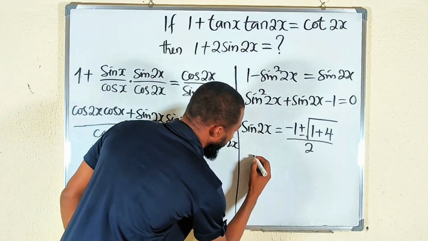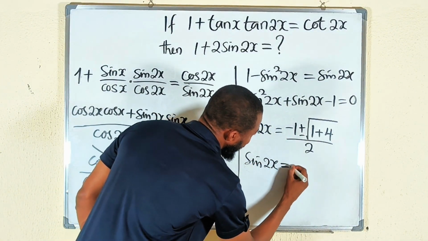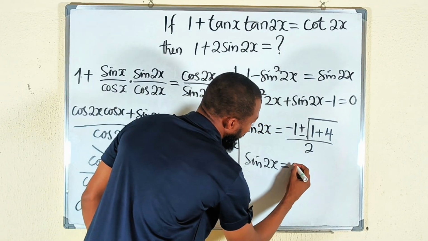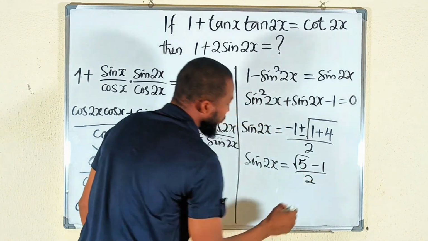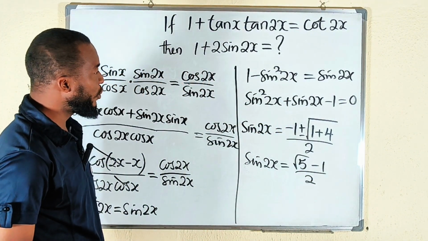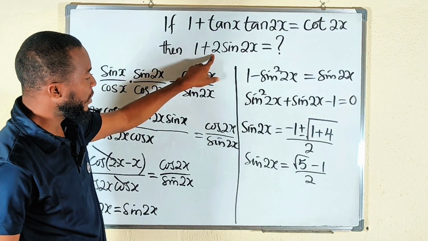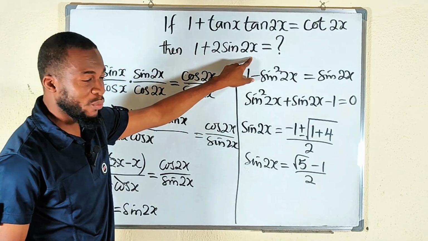So we're going to take the positive version, which is sine of 2x equal to square root of 5 minus 1 divided by 2. But remember what we are looking for. We are looking for 1 plus 2 sine of 2x. That is what we are looking for.